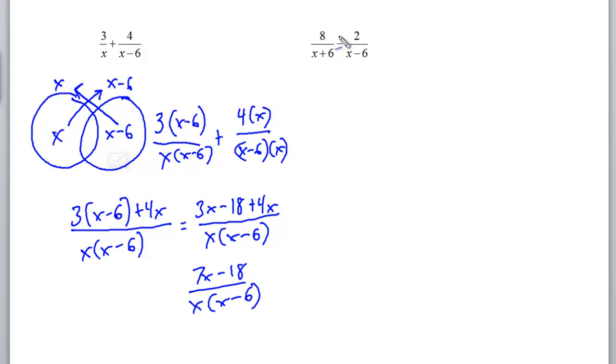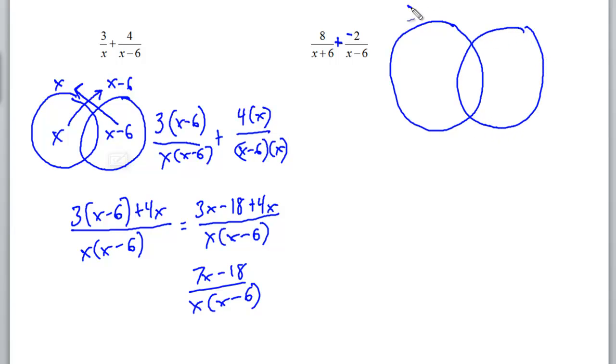Okay, quick little modification to this problem. I'm not a fan of subtraction, so I'm going to make this a plus and make that a negative. So that will keep everything the same. Let's take a look at our Venn diagram. Our left-hand side has x plus 6. Our right-hand side has x minus 6. They have nothing in common. I know some of you say, well, they have an x in common or a 6. Because of the bond of the binomial, you cannot just remove an x or a 6. So I'm going to have to multiply the right side by x plus 6 and multiply the left side by x minus 6.